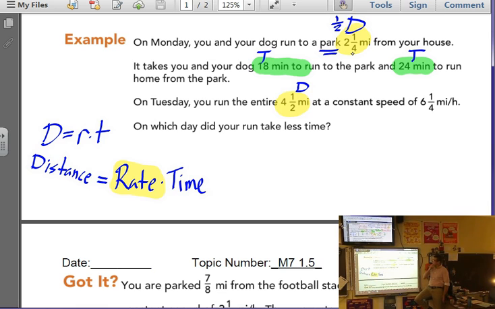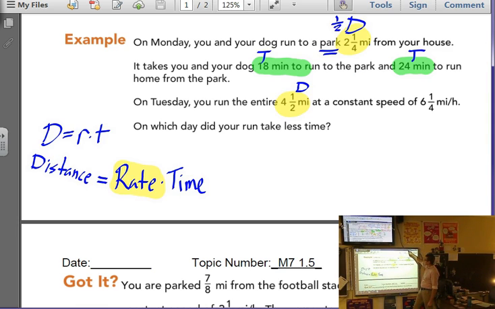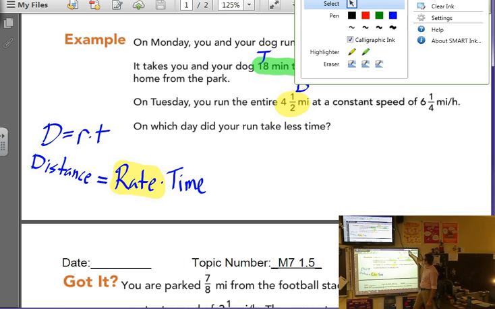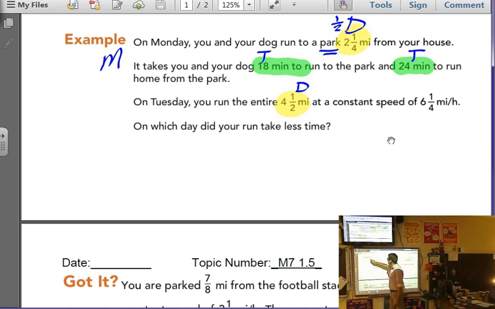So, hold up. We have a lot of stuff to figure out here. We need to now compare Monday with Tuesday. So, I need you on your paper to somewhere set up, like make a little division that we're going to compare Monday to Tuesday. And we're going to use 2 different formulas, actually. Because this is all your Monday info.